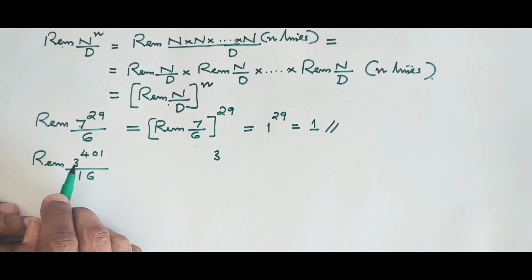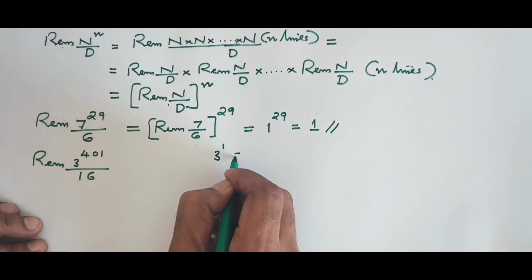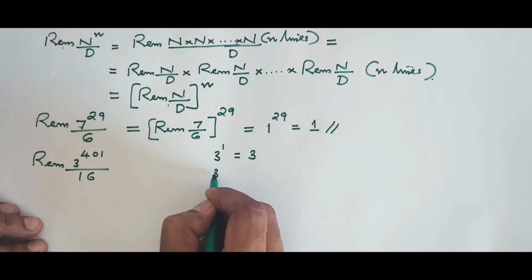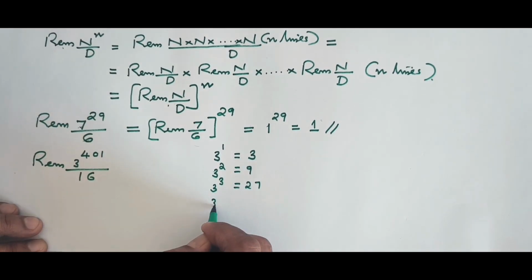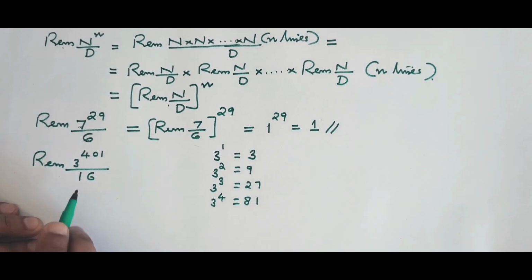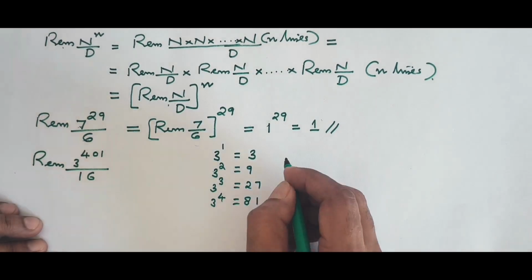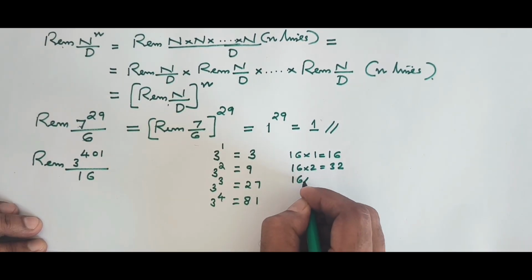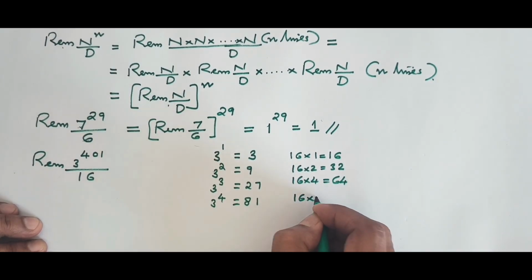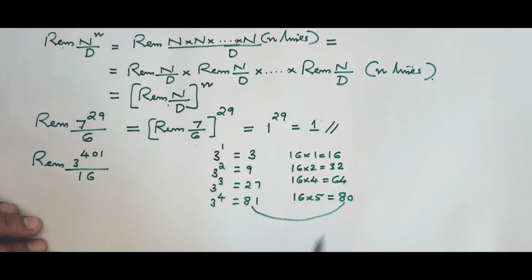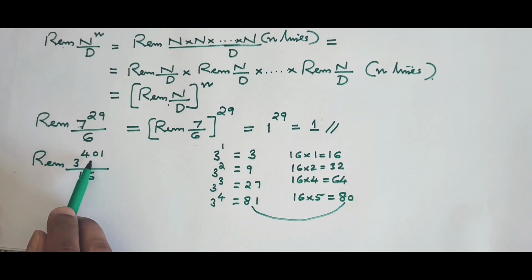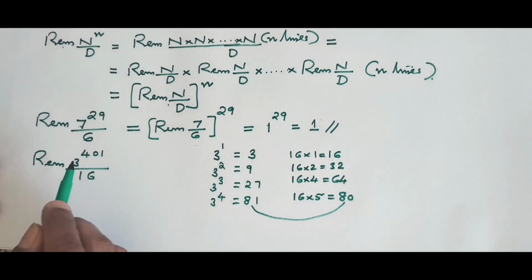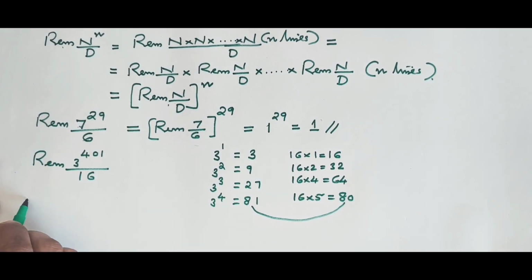Look at this. Take a few powers of 3, starting with 1: 3 to the power of 1, 3; 3 to the power of 2, 9; 3 to the power of 3, 27; 3 to the power of 4, 81. It will go on like that. Now look at the divisor 16. If you multiply 16 by 1, you have 16; 16 by 2, 32; 16 by 4, 64; 16 by 5, 80. Now look at these numbers. The difference between these two numbers is 1. So what we do is write the dividend, which is 3 to the power of 401, with a suitable change in the exponent.